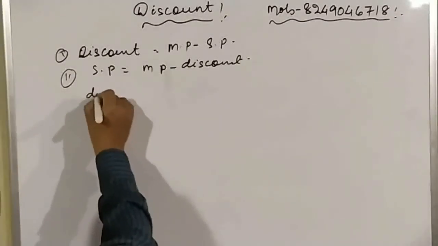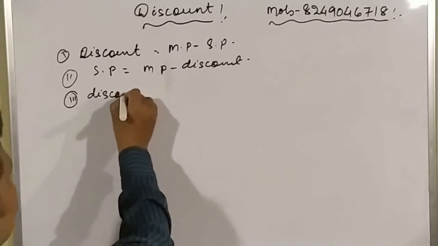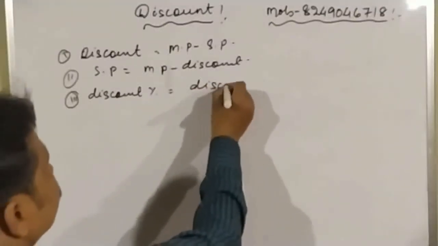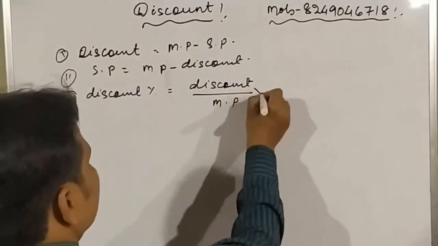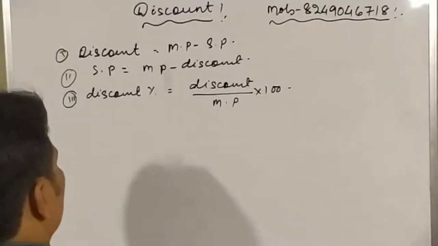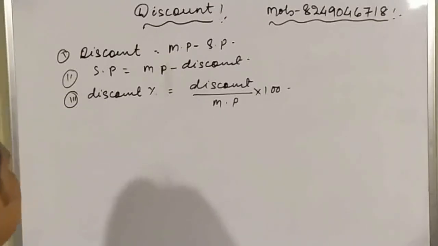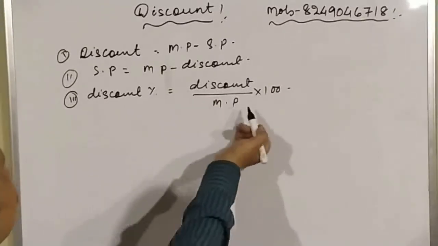So discount percentage is equal to, formula number 3, discount percentage is equal to discount by mark price into 100. Okay student, so this is the normal formula. In this way we can find out the discount percentage as well as the discount.